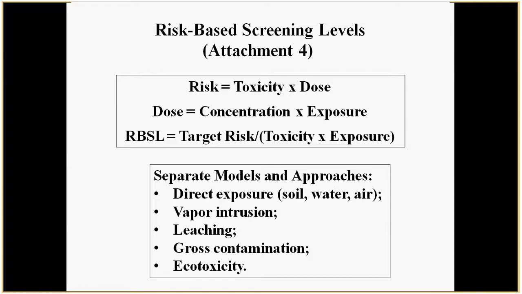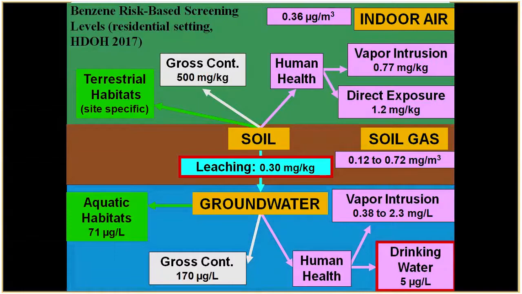So here's an example of risk-based screening levels for benzene under a residential setting. So you see all the screening levels in pink are associated with direct exposure to human health. I'm not going to go over all these numbers, but you can see direct exposure, vapor intrusion, leaching, groundwater, gross contamination. And then we can do the same thing for groundwater, develop screening levels for each one of these potential environmental concerns using these different approaches.